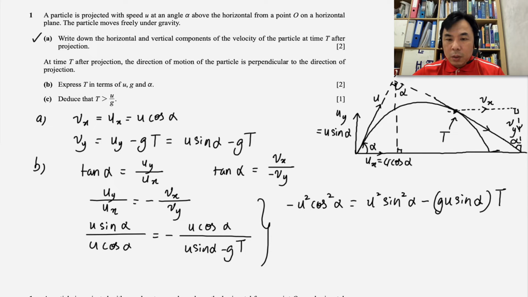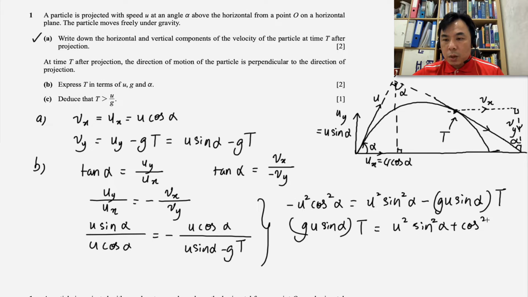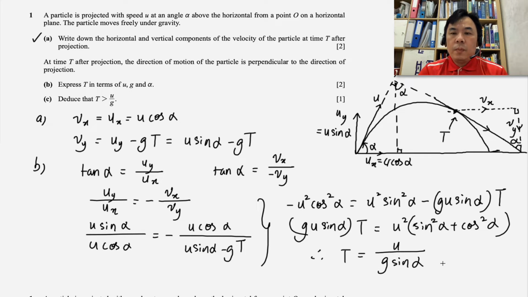And then from here, we can rewrite that as g u sine alpha t equal to u squared times sine squared alpha plus cos squared alpha. I can join these two together, therefore only left with u squared, because we know that sine squared plus cos squared is equal to 1. And then both the u can be reduced. And then we can conclude that the time taken to reach this condition is given as u over g sine alpha. Alright, now I'm going to pause there. I hope that you guys are clear on question B.